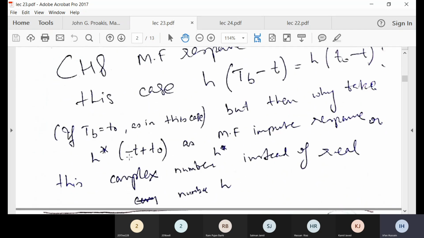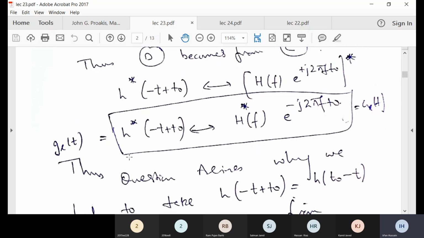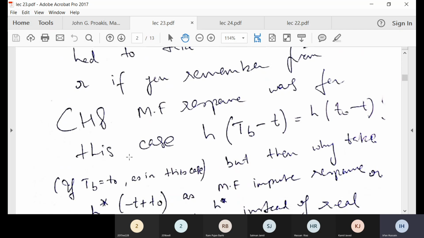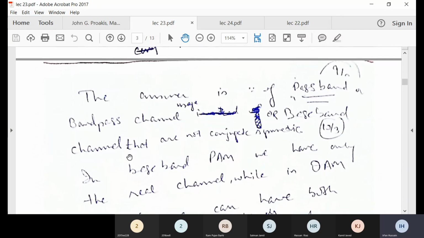And so if there is no channel filter, if this h is not complex, then in that case we can very well see that our h(tb minus t) is the same as s(t), or you can say for this it has been transformed to h(tb minus t). So the matched filter response is the same as that of the previous chapter 8, provided that h is real.